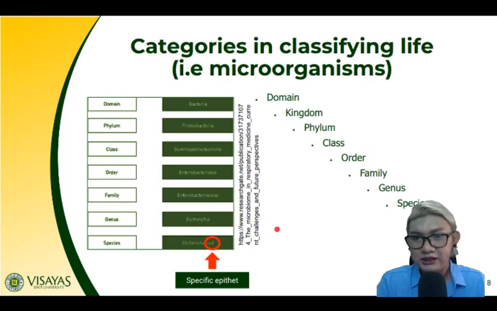Now, just like when you classify humans, what is the species of human? What species of human are you? So we are Homo sapiens, not sapiens, because the sapiens is just the specific epithet. Okay, so I hope that clarifies things.